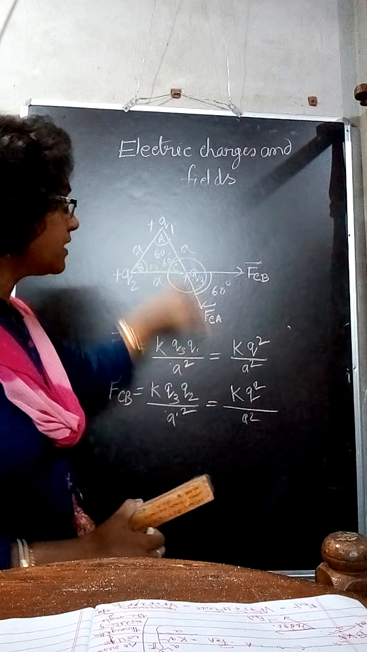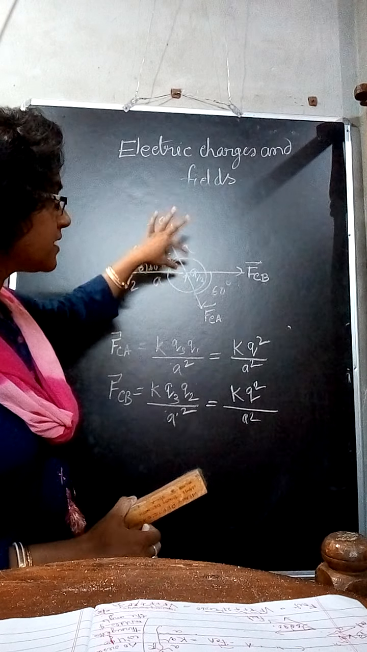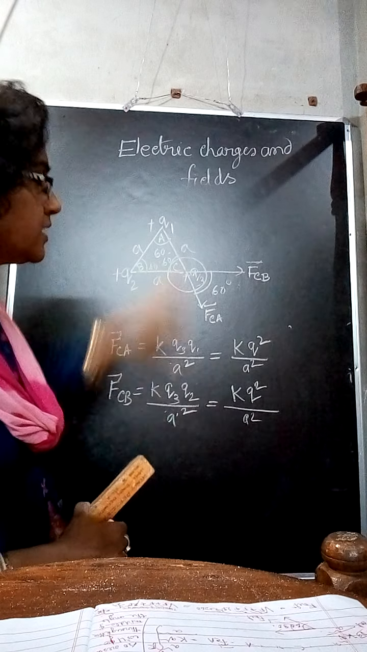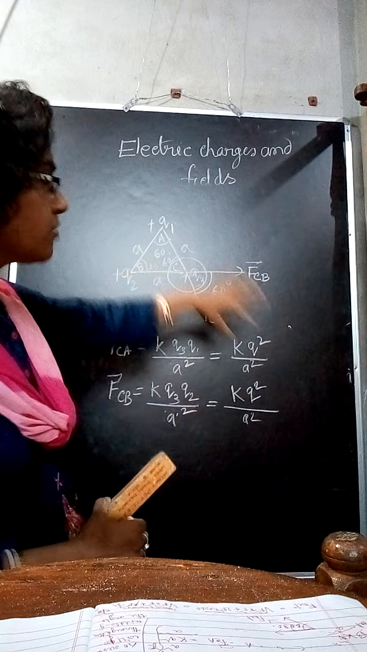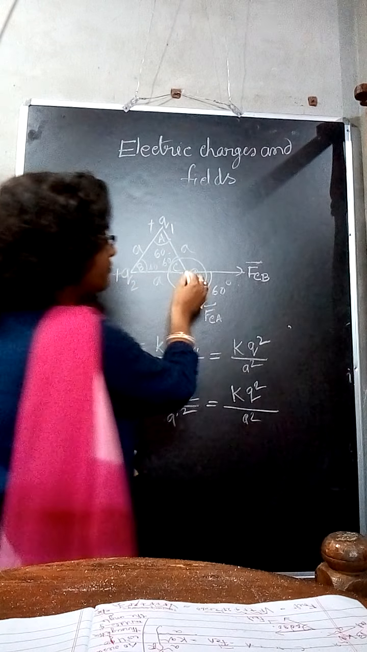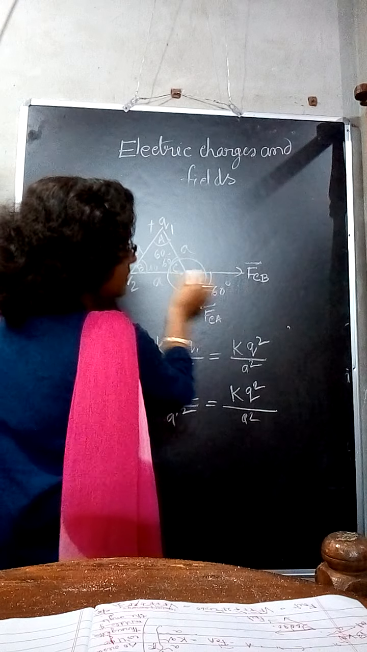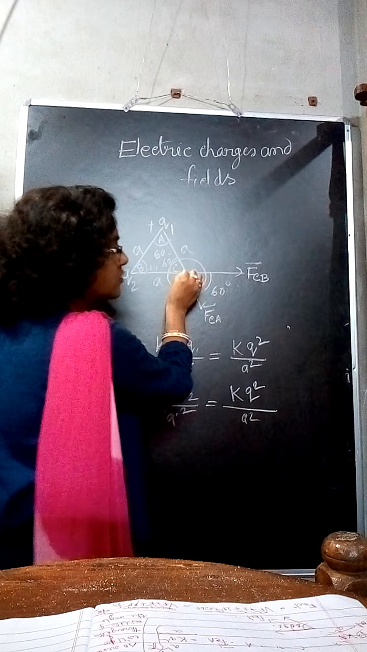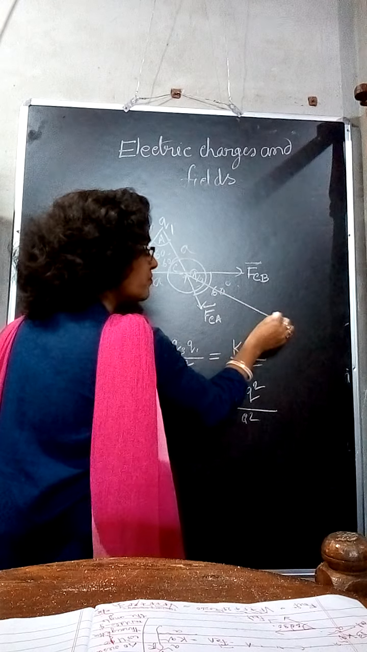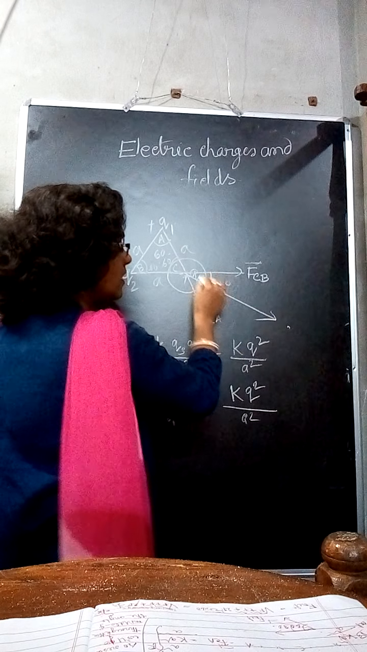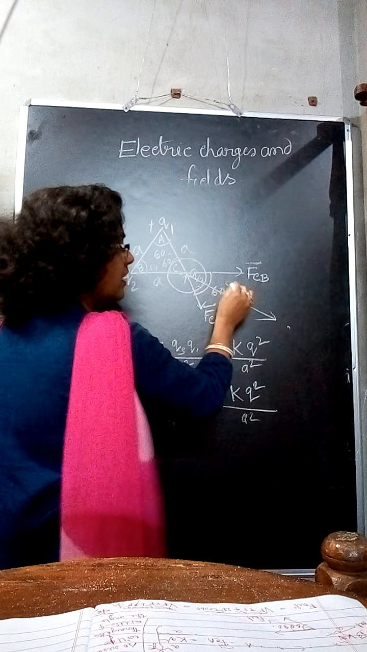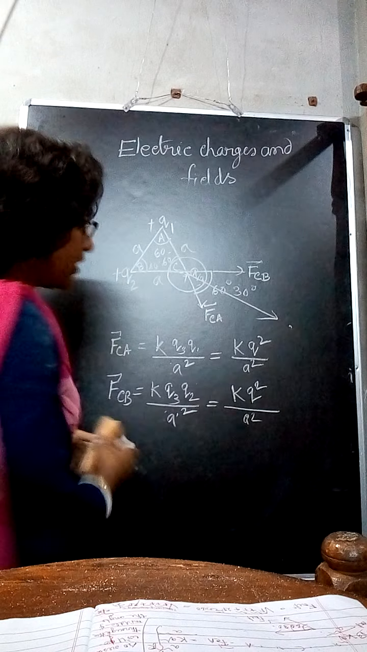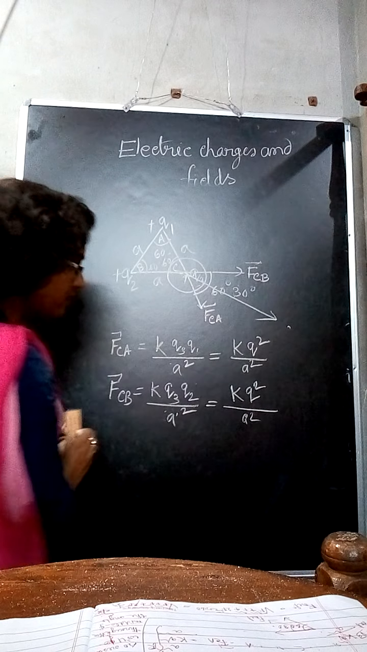Now see, the two forces F CA and F CB are both equal. For that reason, the resultant force on charged body Q3 will be directed along the middle of the two forces. As the two forces are equal, the resultant will act along the middle of the two vectors with the angle 30 degrees. Okay. Now, what will be the magnitude of that force?